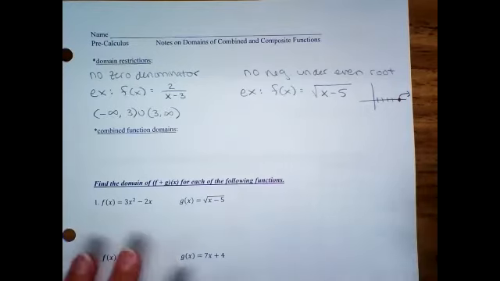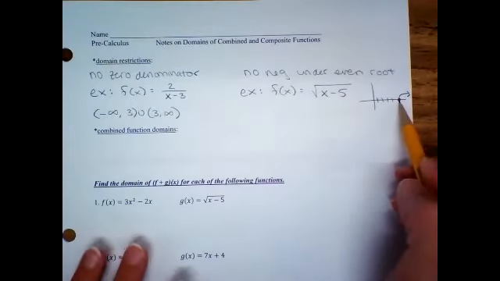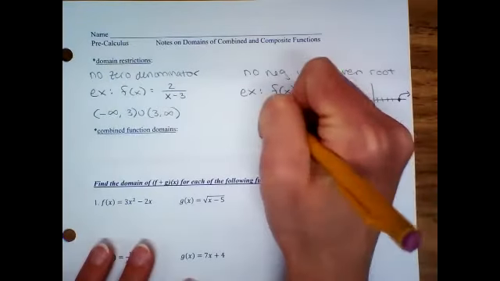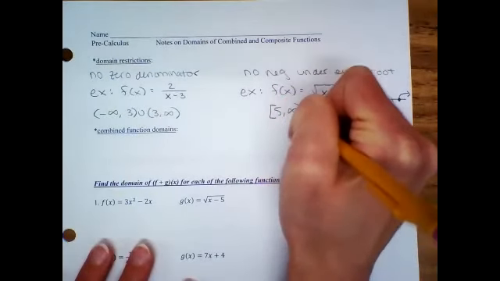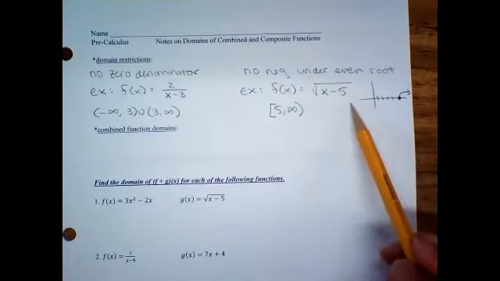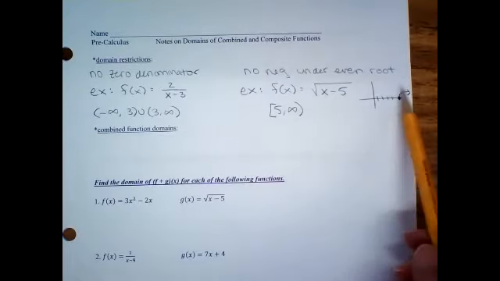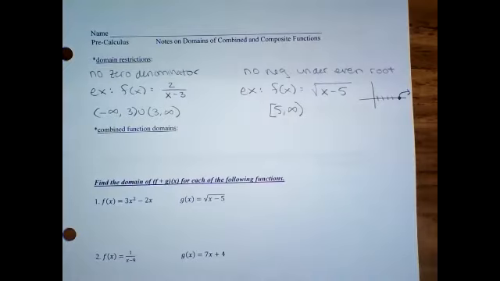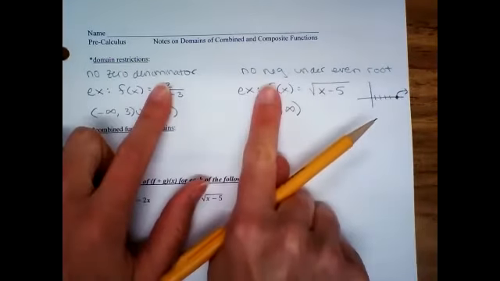Yeah, 5 comma infinity. And we would put what with the 5? Bracket or parenthesis? Bracket, good, because that point is actually there. So it would be 5 to infinity. If the graph moved to the left 5, like if it was over here, it would be negative 5 to infinity. Do you see what I'm saying? Okay. So I usually just think of it from a graphing standpoint. So those are 2 rules that you have to follow.